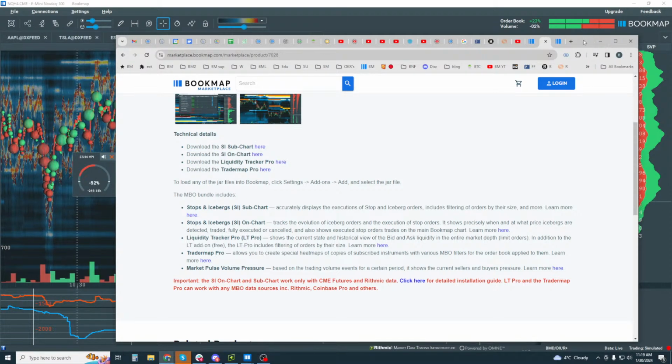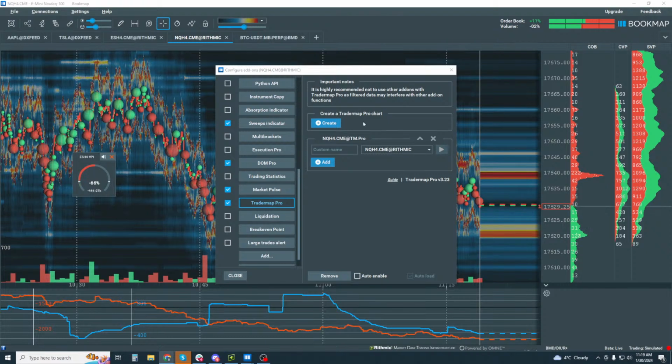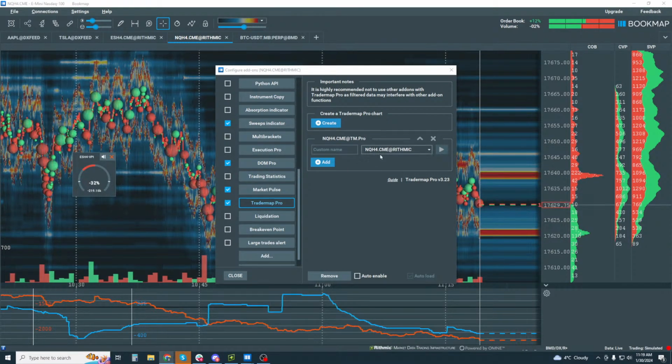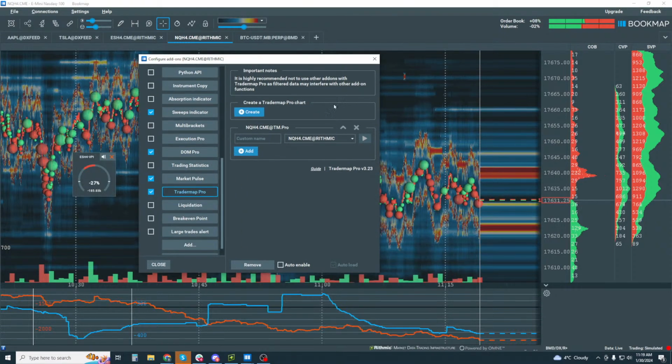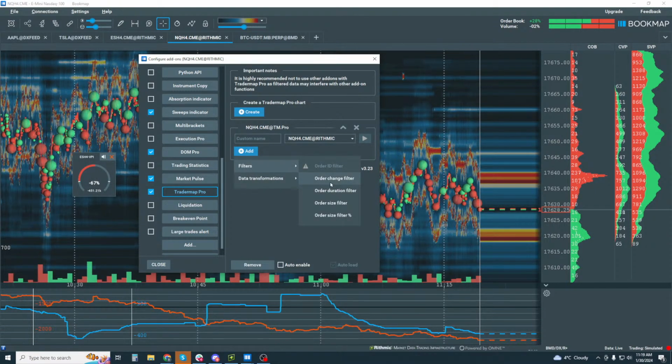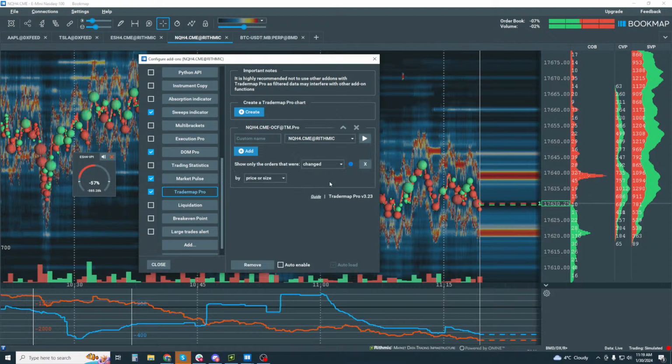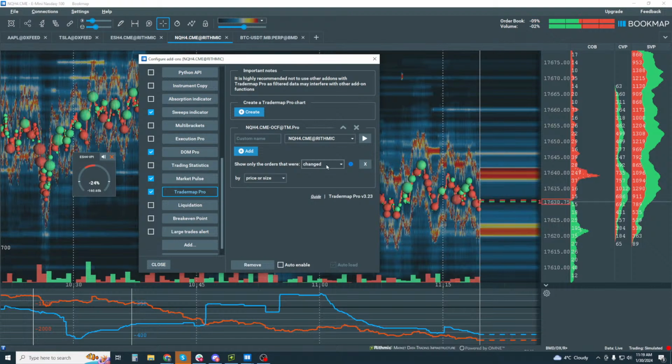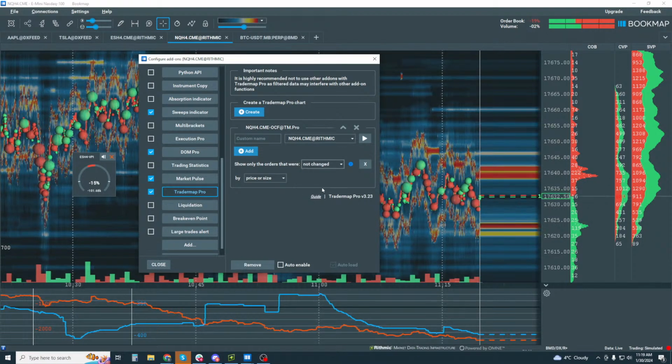Sorry guys, I just want to go through where you can find it and what you get for these things. Let's add our instrument in here. So click on create. We select NASDAQ here. We click on the add button. We'll go to our filters. We're going to go to the order change filter. And then once you click on that, we have the option to show only the orders that were changed or not changed. We're going to select not changed.